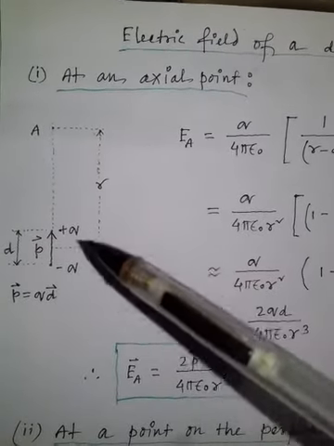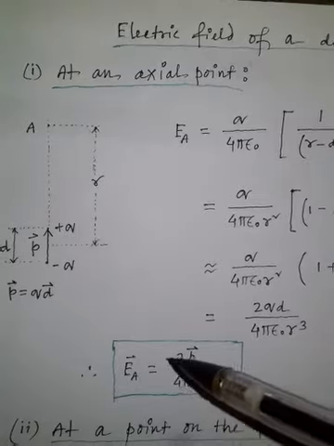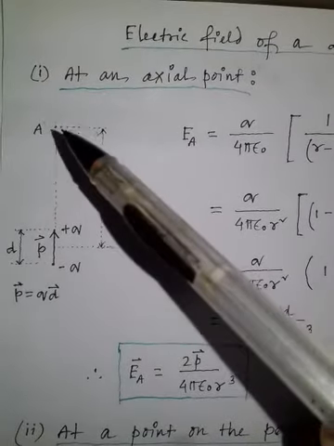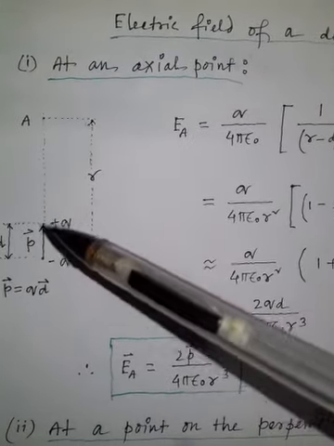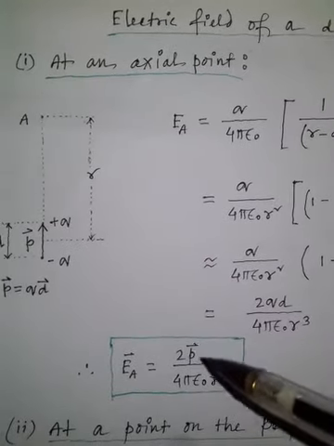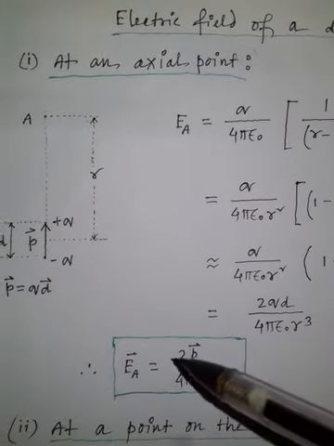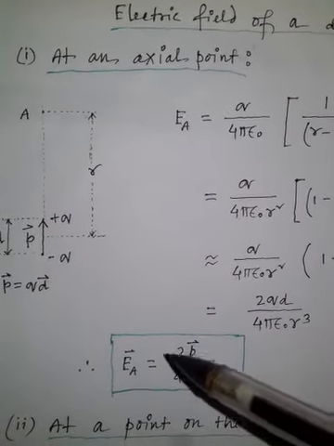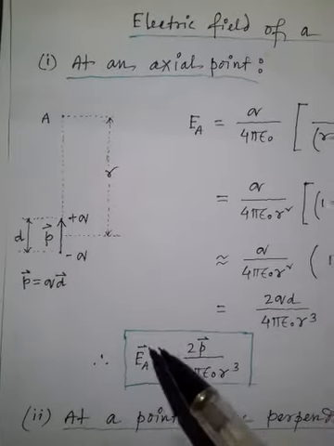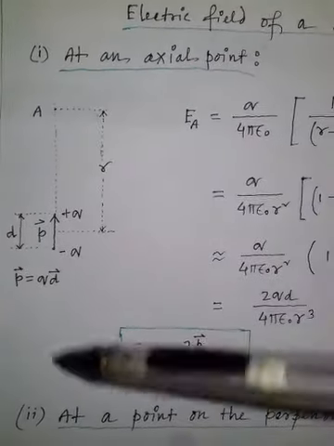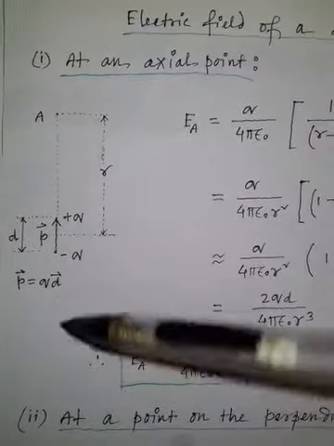Actually the electric field at A is along this direction, so we take the vector notation here. So E at A is along this direction, that is along this dipole moment.